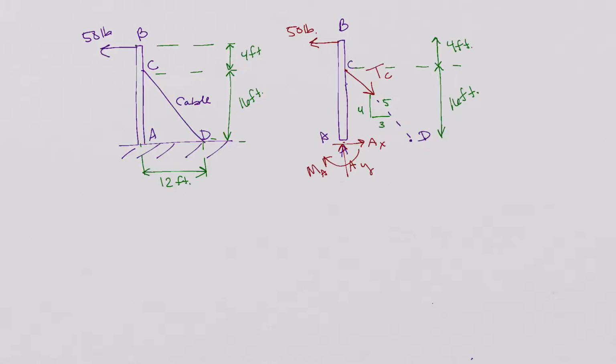So with this one, if we think about what we know and what we don't know, we basically have 4 unknowns, right? We have TC, we know the direction of it, we don't know the magnitude. We have AX, AY, and MA. So this is considered to be statically indeterminate.